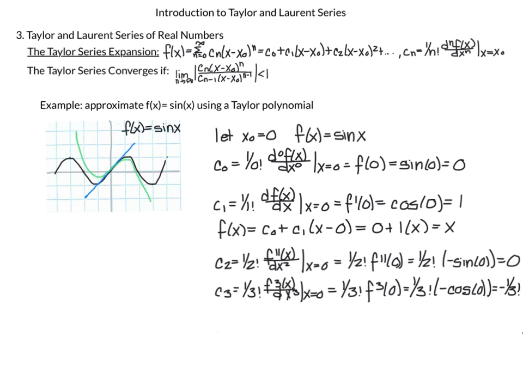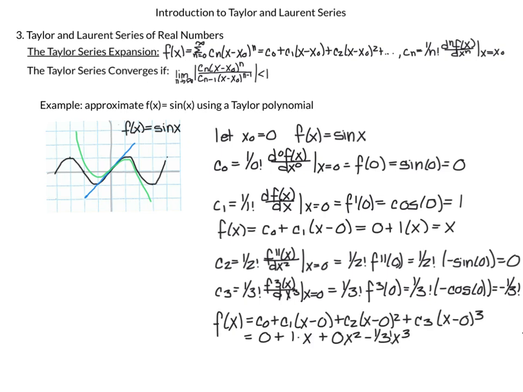I will add one more term. So c3, now we have 1 over 3 factorial times the third derivative of f evaluated at x equals 0. So 1 over 3 factorial times minus cosine evaluated at 0 is minus 1 over 3 factorial. And what you see now, what we have for f of x, is c0 plus c1 times x minus 0 to the first power plus c2 times x minus 0 to the second power plus c3 times x minus 0 to the third power. c0 was equal to 0, c1 was equal to 1 times x, c2 is equal to 0, but c3 is minus 1 over 3 factorial.